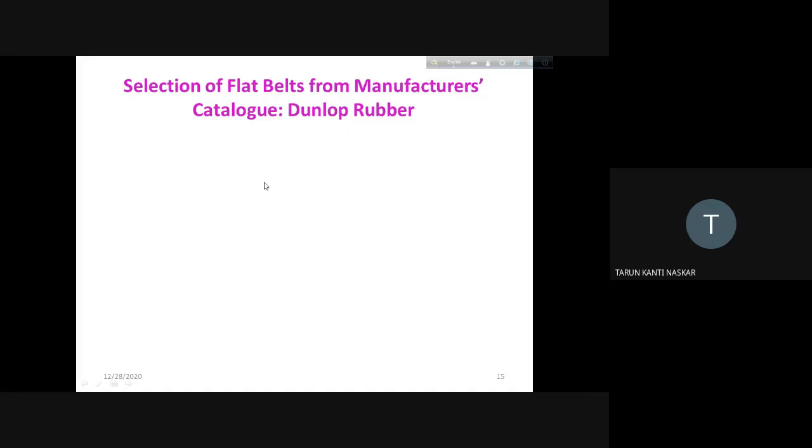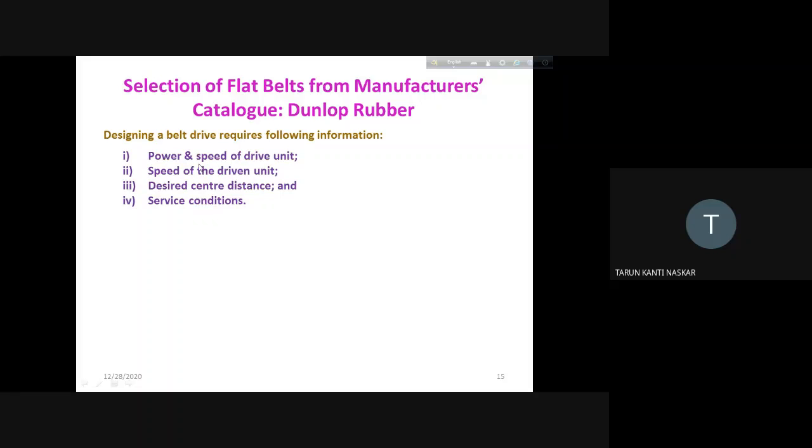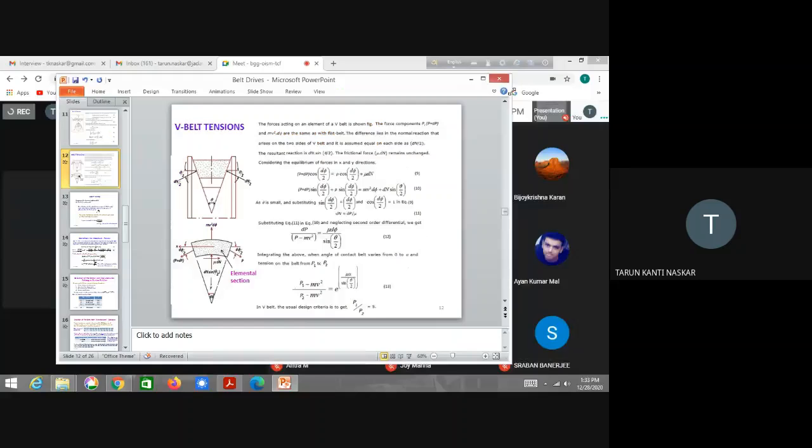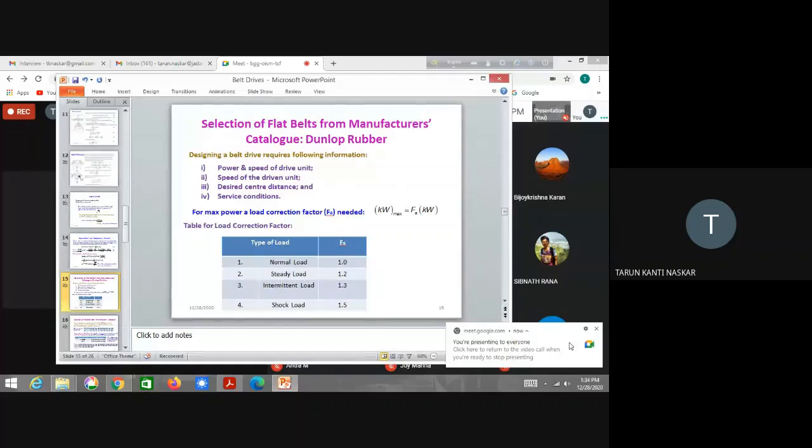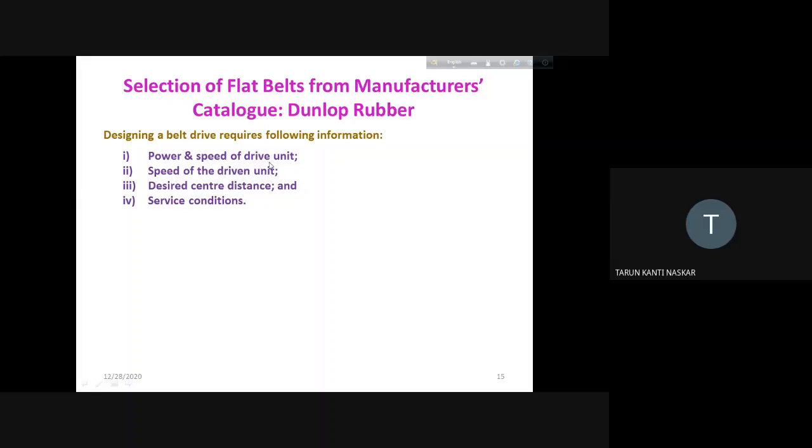This is very important, and you try to follow it step by step. There are so many important things and factors. First of all, designing a belt drive requires the following information: power and speed of the drive unit, speed of the driven unit. These are the requirements for the design. Desired center distance, that means center to center distance between driver pulley and driven pulley. And service condition, under what service condition it is working. These are the minimum things that should be known for designing a drive.